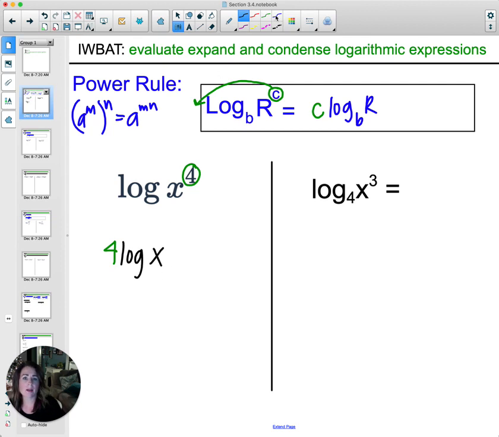Now just a reminder from the other day, remember what the base is of a log. When the base is not written, it's a 10. You don't have to write it in there, I just want you to remember. Then in this next one, our exponent is a 3, so we're going to bring that down out front. So we're going to have 3 times log base 4 of x, and that would be using the power rule.